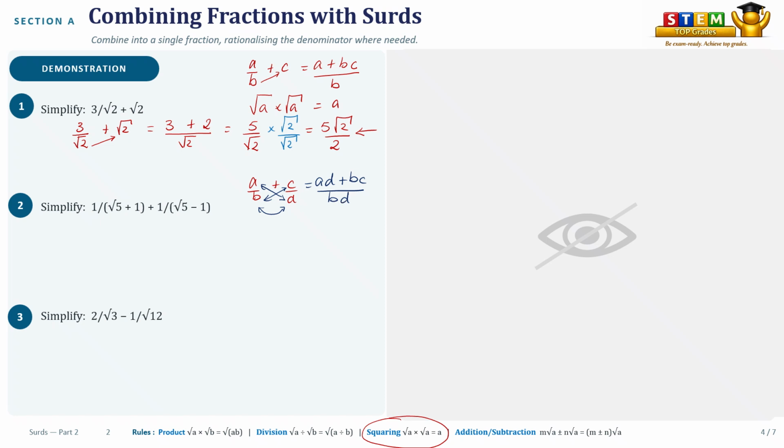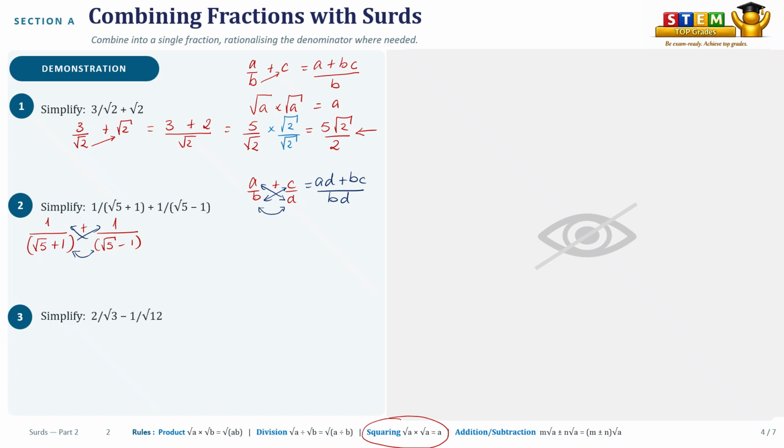Okay, so let's do that. Over here, we've got 1 over root 5 plus 1, and then plus 1 over root 5 minus 1. We'll put the brackets in so that we don't get mixed up. Like we said earlier on, we're going to do the cross multiplication, cross multiply and smile.